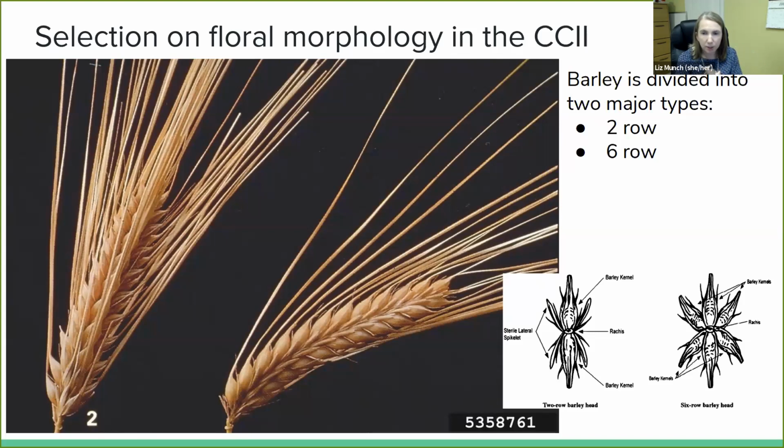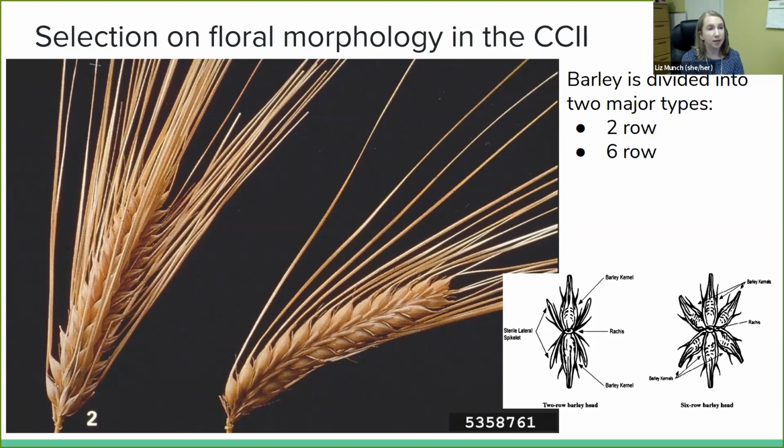So there is 2-row and 6-row barley. It's a little bit easier to see in the picture over here. Oop, there we go. Over here in the bottom right. Essentially what's going on here is that you have the main stem that goes up the middle. And in the 2-row barley, you have 2 kernels that come off of the side, versus the 6-row barley, where you have 6 that are arranged in an irregular hexagon maybe. And if you were going to be, say, planting crops to create food, you would definitely want to have 6-row barley instead of 2-row barley. And so there's going to be a lot of selection for that in the domestication.